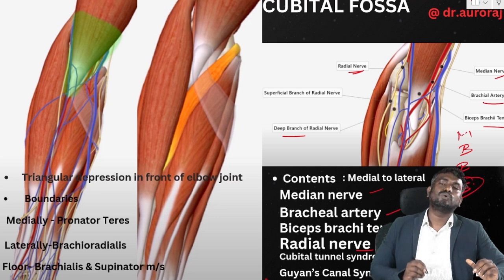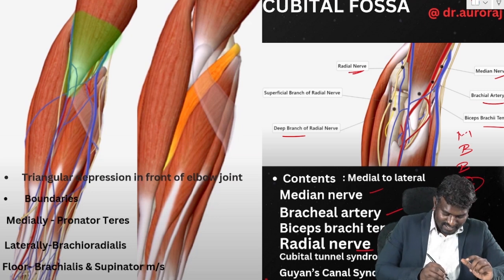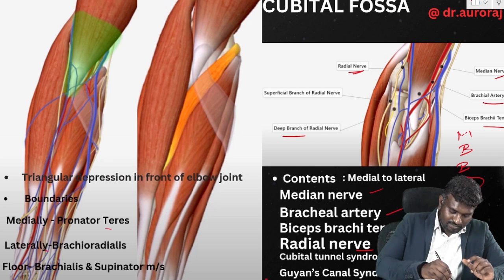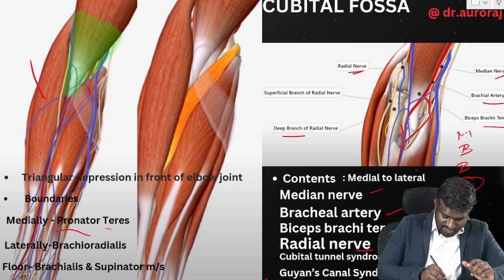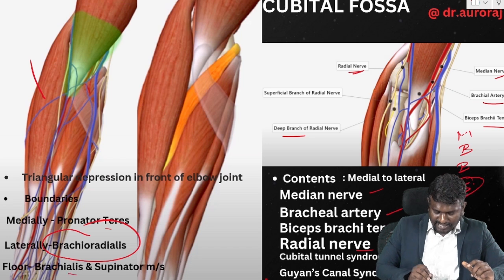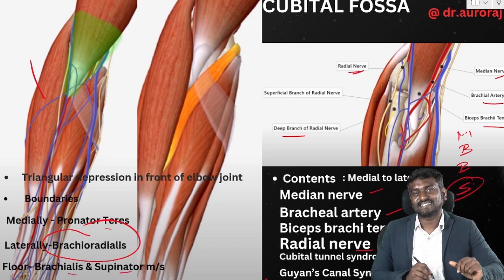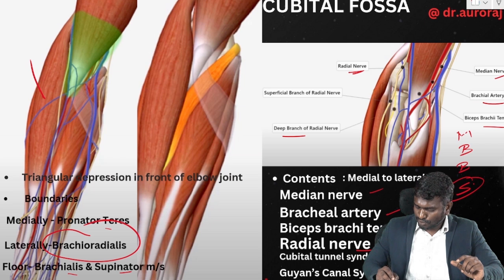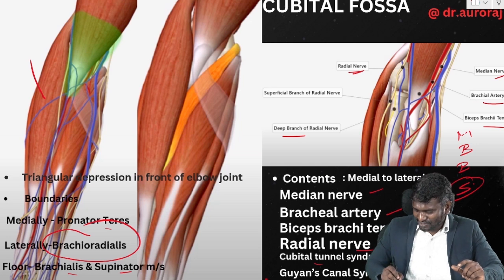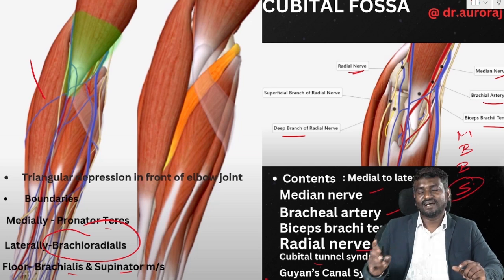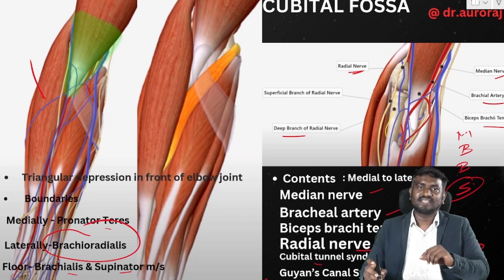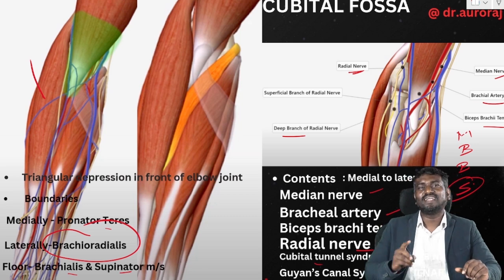Now it is important to also remember the borders. Medially it is bounded by the pronator teres, laterally by the brachioradialis, very good. The floor is formed by the brachialis and then the supinator muscles. Yes. Another 2 important points to remember: cubital tunnel syndrome is due to the ulnar nerve, and Guyon's canal syndrome is also due to the ulnar nerve. Cubital tunnel and Guyon's canal syndromes are due to injury to the ulnar nerve.